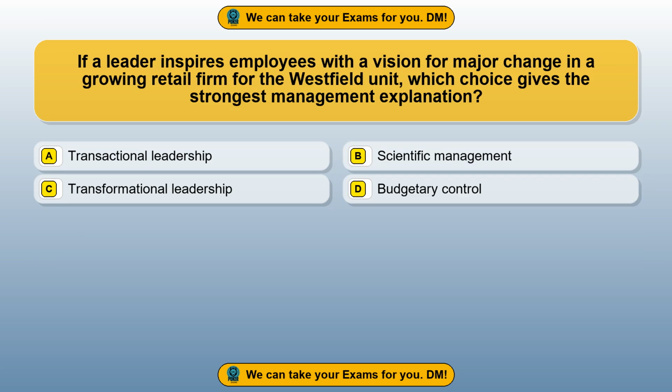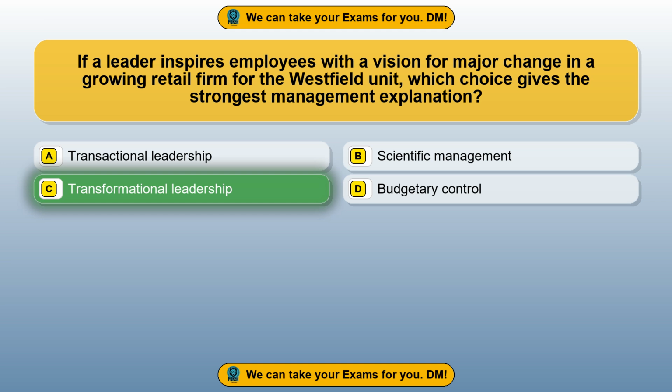Question 26. If a leader inspires employees with a vision for major change in a growing retail firm for the Westfield unit, which choice gives the strongest management explanation? Option A, transactional leadership. Option B, scientific management. Option C, transformational leadership. Option D, budgetary control. The correct answer is option C, transformational leadership.